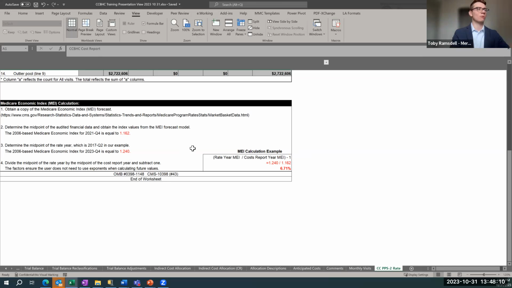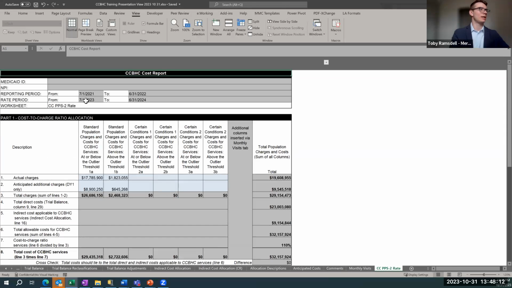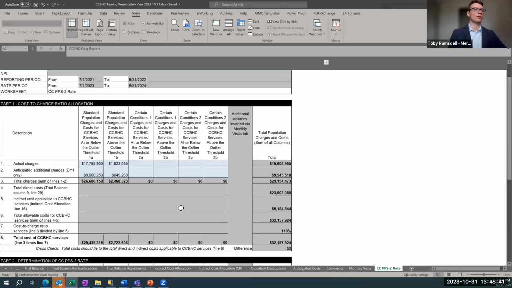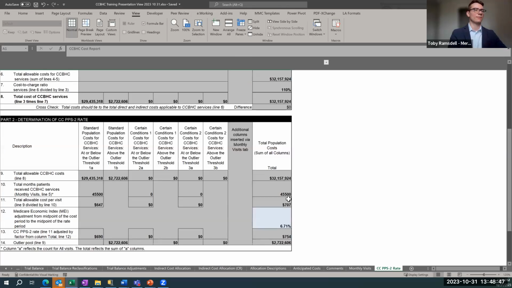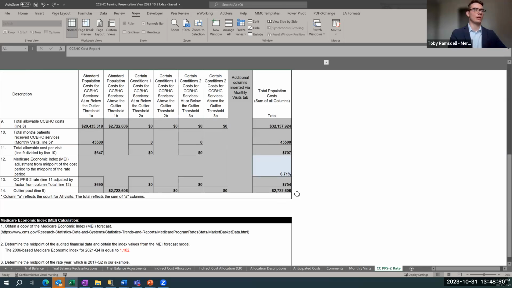So if my reporting period in this case is July 1st, 2021 to June 30th, 2022, the midpoint is going to be the fourth quarter of 2021. So you just go to the exact midpoint of that year, and whichever quarter that falls in will be the midpoint. So that is how you find the indexed amount that is appropriate for the MEI calculation. But again, all you need to enter in the PPS2 schedule is the charges, and then the MEI, and the rest of the rate is calculated.